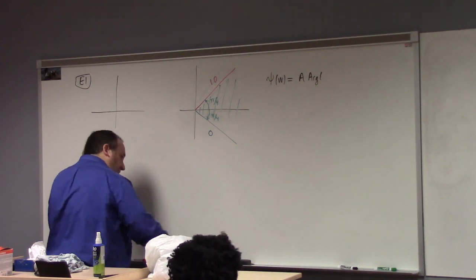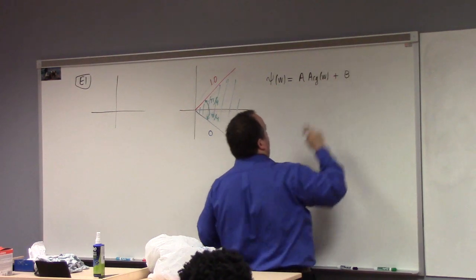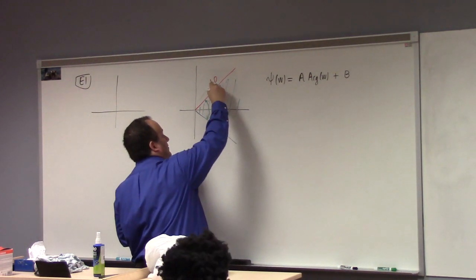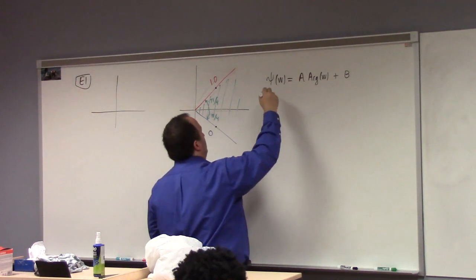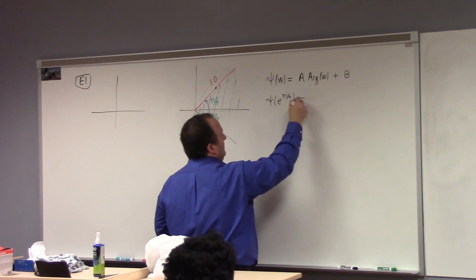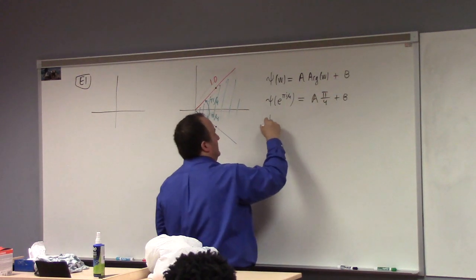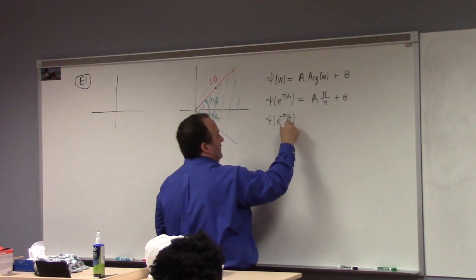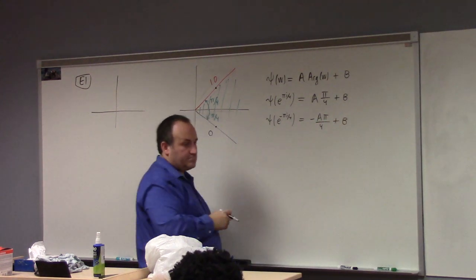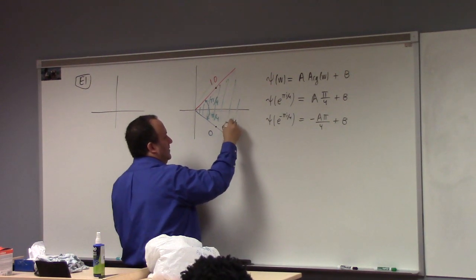But we ought to be able to make this happen with a arg w plus b for appropriate choice of a and b, right? So, for example, we could pick this point and that point to fix our values. I'm going to feed it e to the pi i over 4, so that would be a times pi over 4 plus b, and then psi of e to the minus pi i over 4 would be minus a pi over 4 plus b, right? You guys with me? I hope.